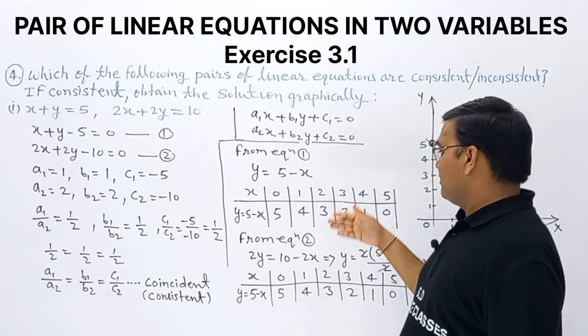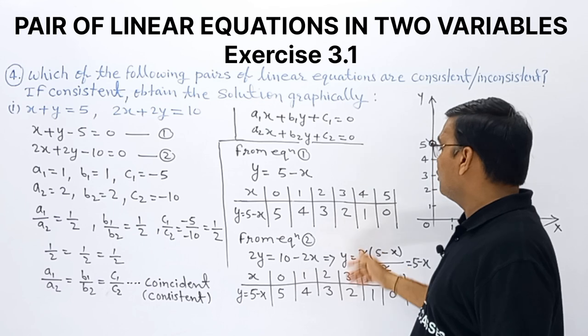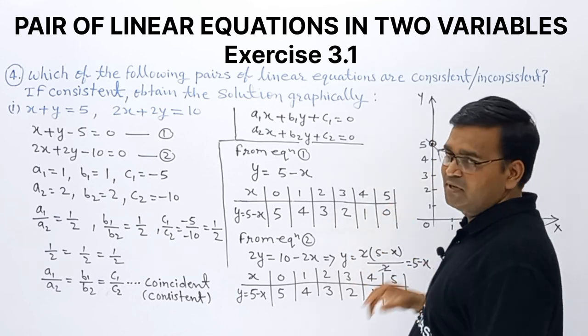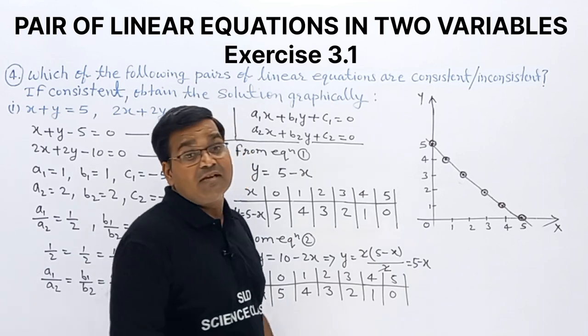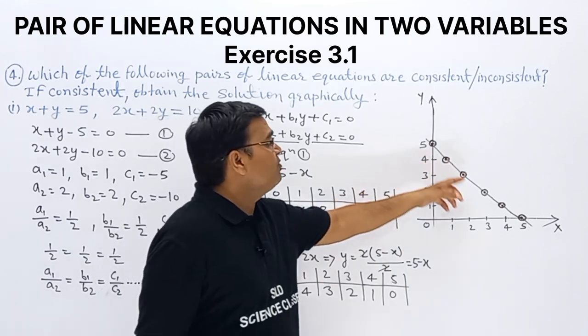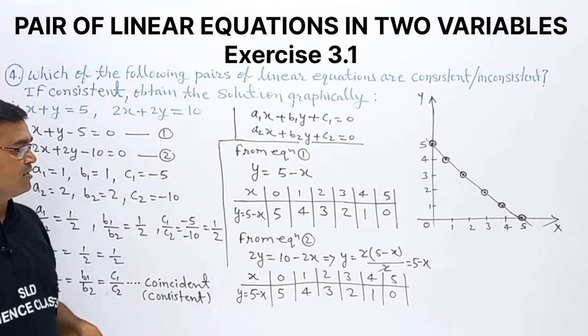Finally, when the system is consistent, we will find the solution. So we draw two tables, one for each equation, then plot these values on the graph, and we get the graph like this, and the intersection points of both lines will be the solution of these equations. Clear?